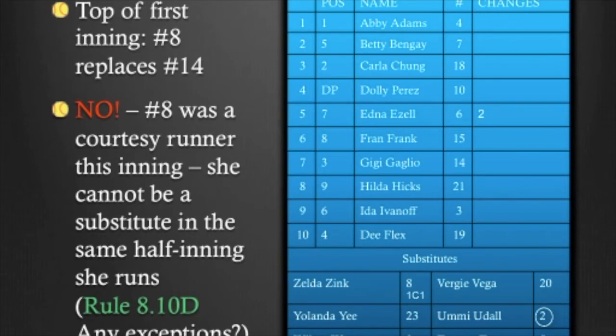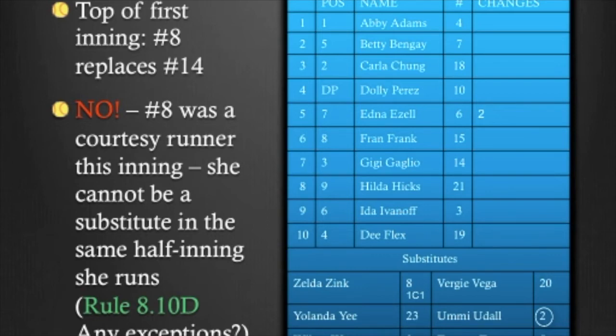Oh, we don't have consensus? Now we do. He is in the first half, and the same first half inning. Do you see why we record the inning number for the courtesy runner now? That 1C1? Okay.